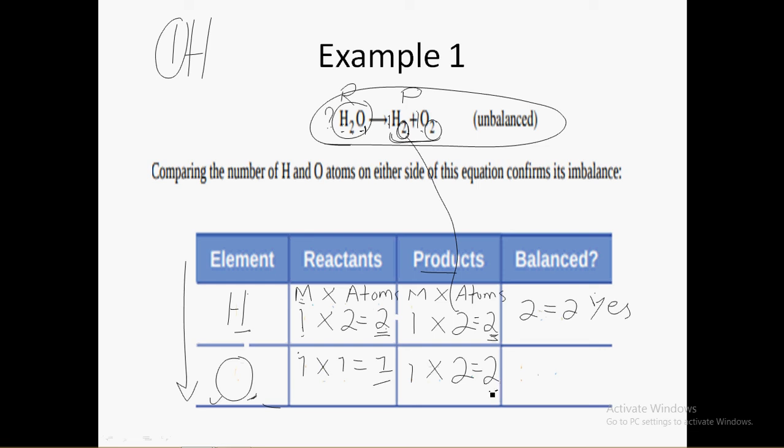Are they equal? No. The number of reactants of oxygen is not equal to the number of products of oxygen. The number of reactants is 1, which is not equal to the number of products, which is 2. Is it balanced? No, it's not balanced. So we have to balance oxygen. Hydrogen is already balanced, but we have to balance oxygen.